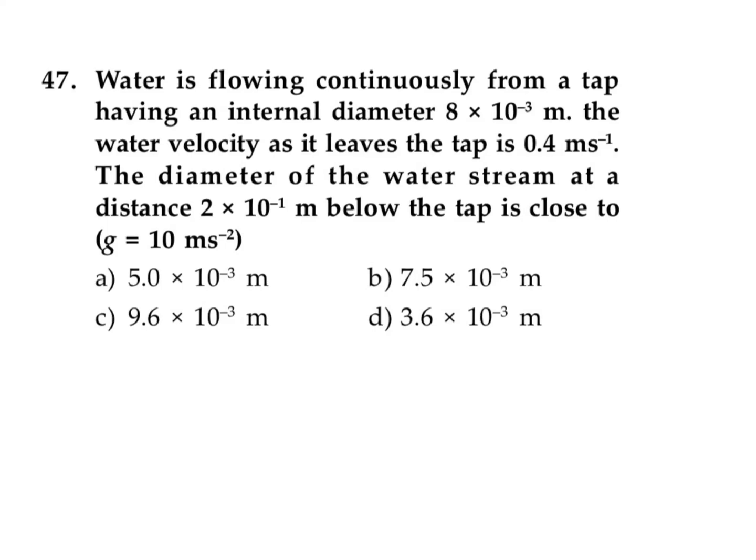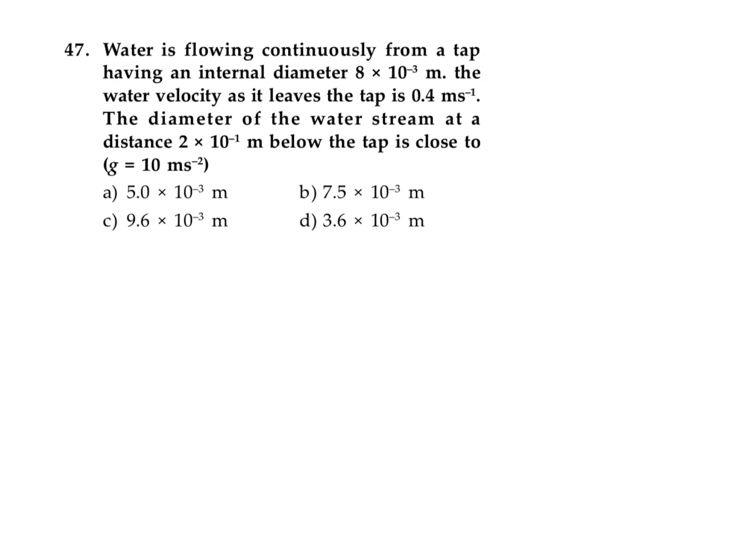Water is flowing continuously from a tap having an internal diameter 8 into 10 raised to minus 3 meter. The water velocity as it leaves the tap is 0.4 meter per second. The diameter of water stream at a distance 2 into 10 raised to minus 1 meter below the tap is close to. So over here we are considering that some amount of liquid is coming out from a tap.